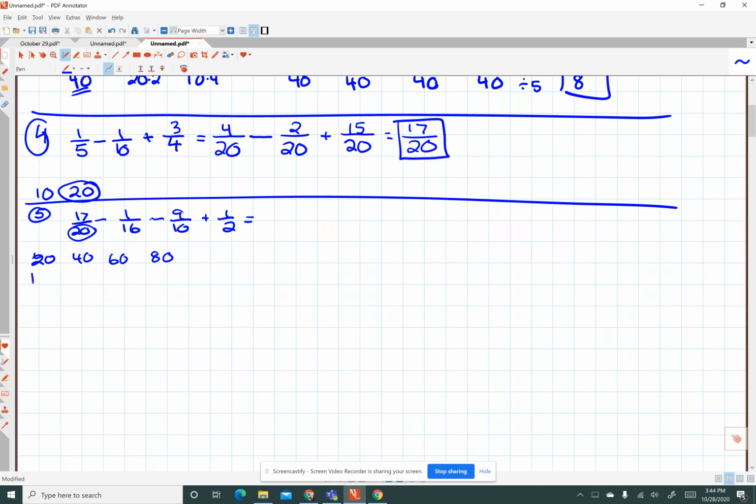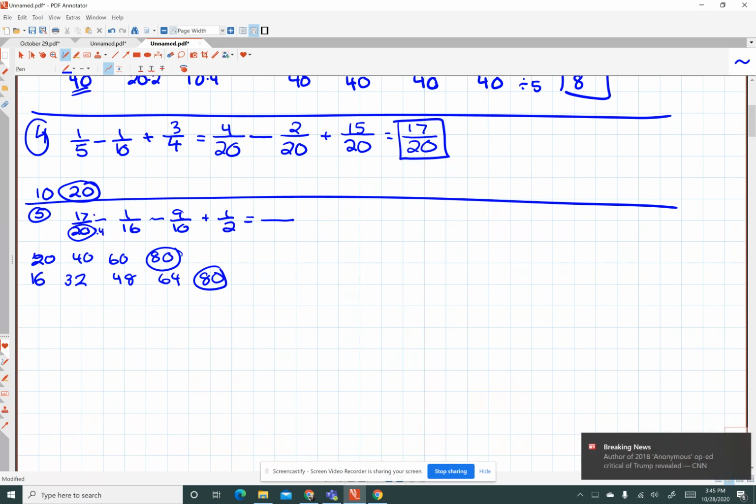Let's do multiples of 16, that might be better. 16, 32, 48, 64, 80. There we go. And that's also divisible by 2. We're going to have a denominator of 80. That'll work for us.